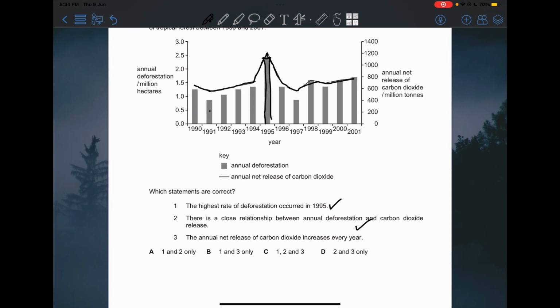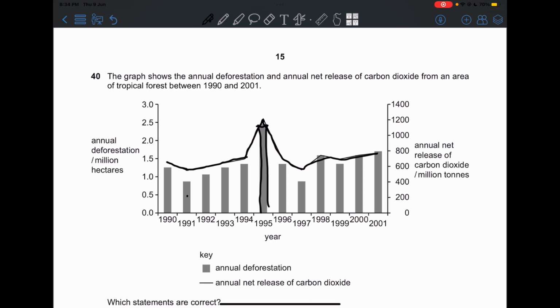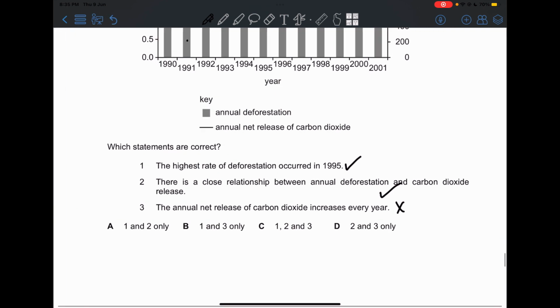3 says the annual net release of carbon dioxide increases every year. Now, this is incorrect because as we can see here, the graph is not constantly going up. This is actually fluctuating from increasing and decreasing. So this is not really always increasing. It's not increasing every year. So our answer will be A, 1 and 2 only.